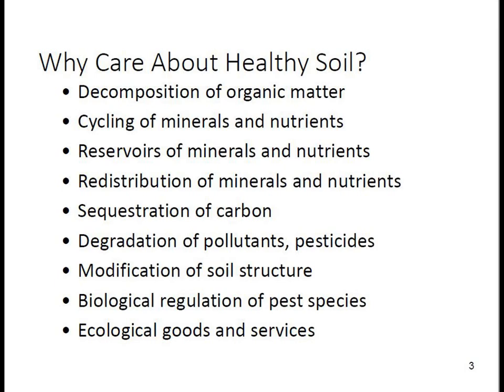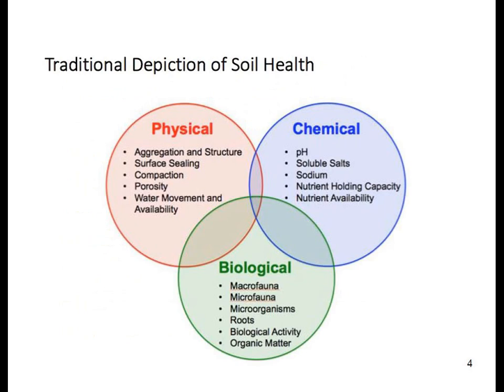And then degradation of pollutants and pesticides is a very important service of soil because in water, in air, even if you're not using pesticides, there are contaminants in the air from manufacturing and industrial processes and so forth, so those soil organisms will work to get rid of those contaminants. Biological regulation of pest species, and there are many other ecological goods and services such as improving biodiversity, water quality, and so forth.